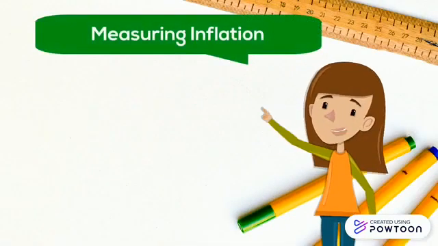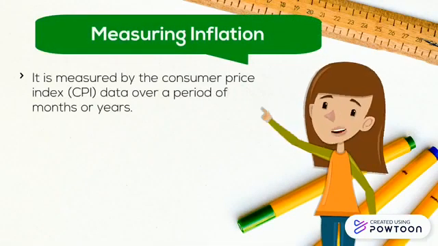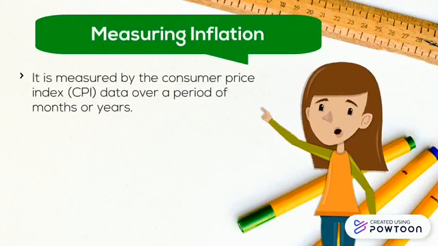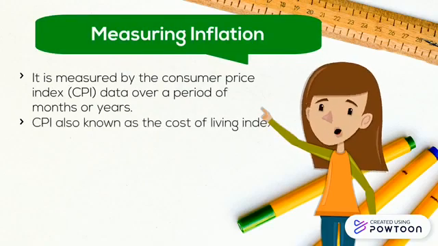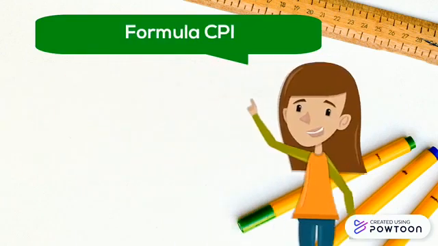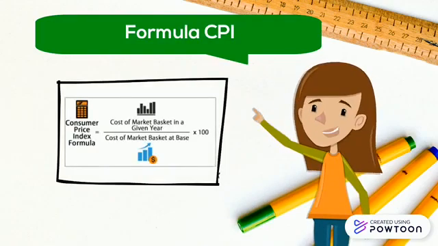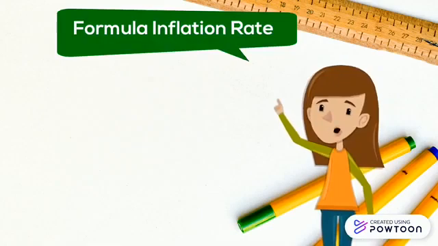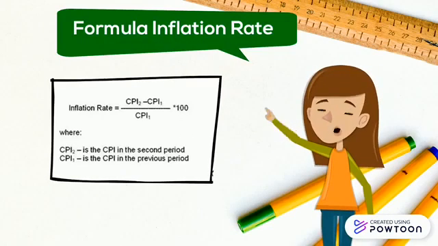Measuring inflation. Inflation is measured by the Consumer Price Index data over a period of months or years. An increase in this cost is called inflation, however, a decrease in this cost is called deflation. Formula of Consumer Price Index. Formula of inflation rate.